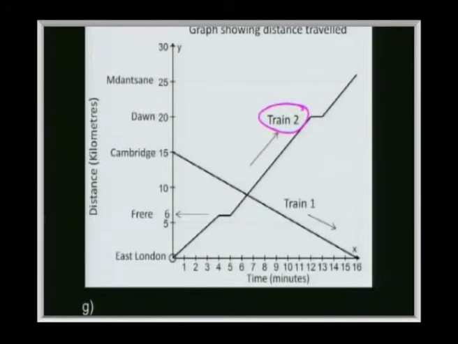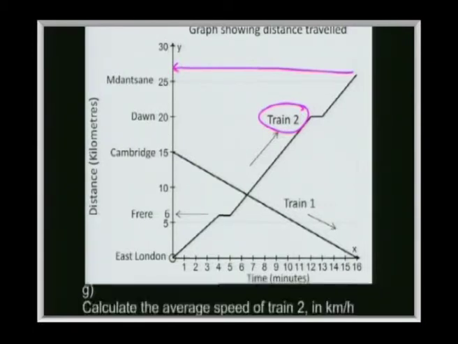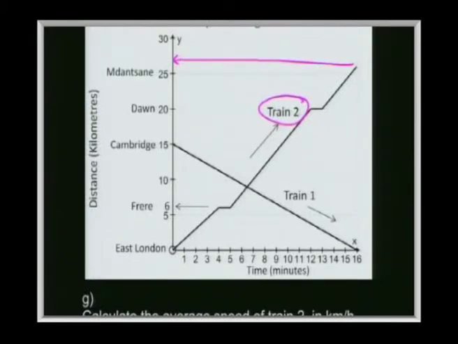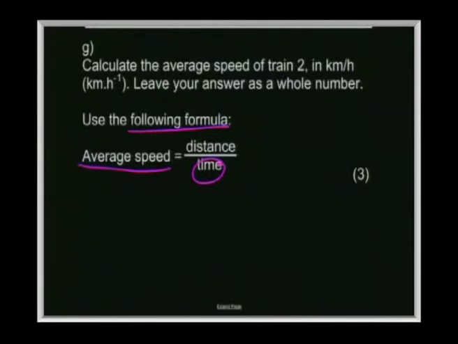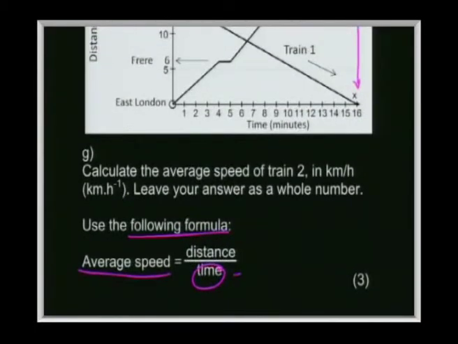So in train 2, we're going to look at our distance, at the very end of the day, what distance did train 2 travel? And we can use that as our distance. And secondly, divide by the amount of time that it took. Now you'll notice that time in this question is in minutes. But you've been asked in the question to give your answer in kilometers per hour.